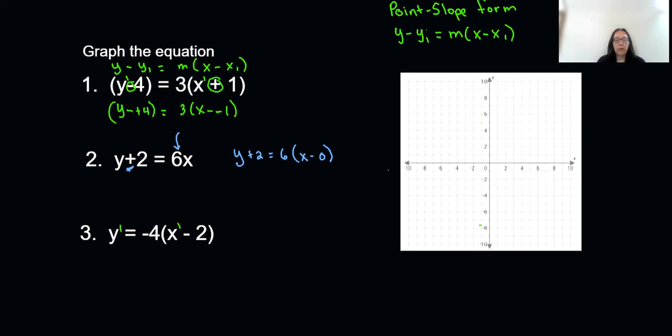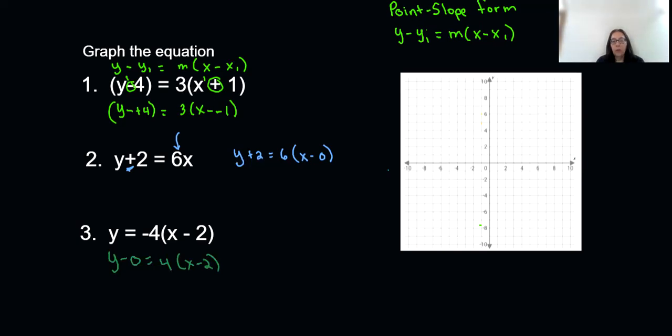Now, let's look at our last equation here. We've got y equals -4 times the quantity x minus 2. So I want to write this in point slope form. So I'm going to put y minus 0 equals. There's nothing there, so it's just a 0 for x minus 2. Now, that's my equation.